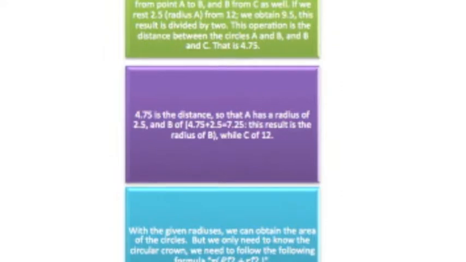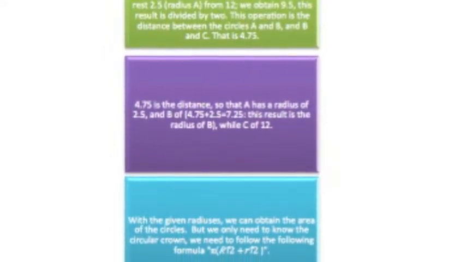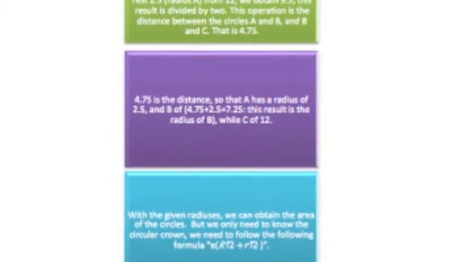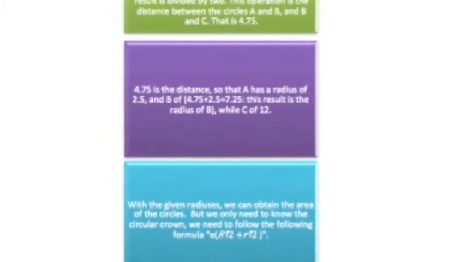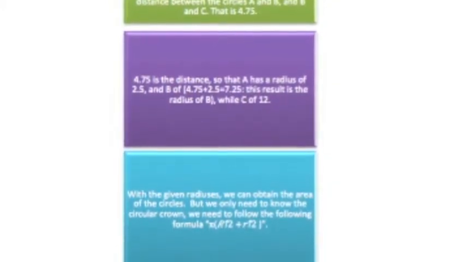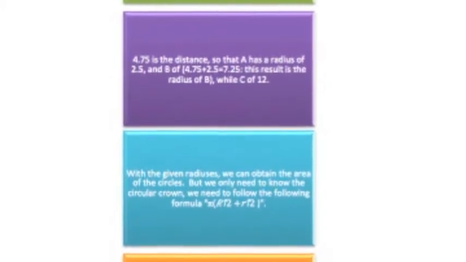With the given radiuses, we can obtain the area of the circles. But we don't only need to know the circular crown. We need to follow the following formula: pi times the minor radius squared. The radius of the largest circle minus the radius of the smallest equals 9.5. Because they are equally apart, we have to divide 9.5 by 2, which is 4.75.